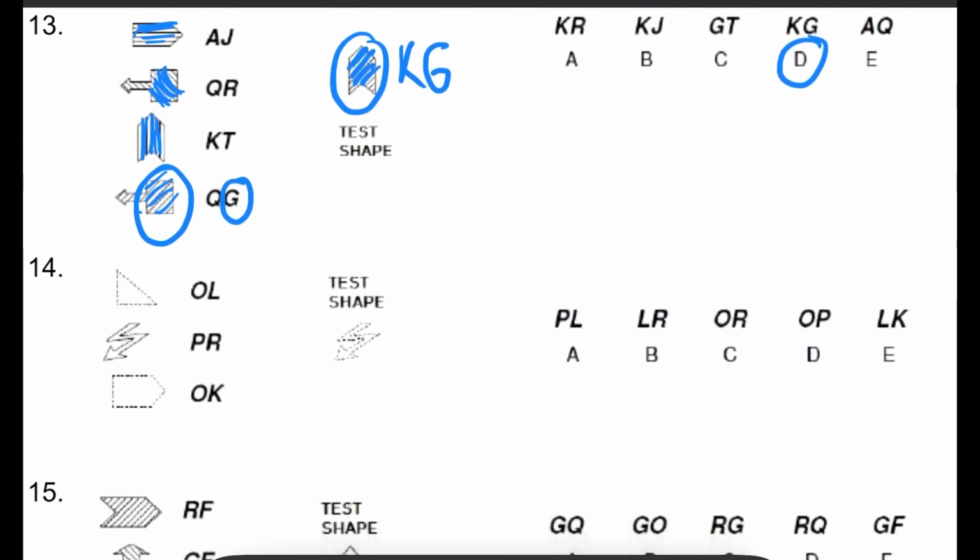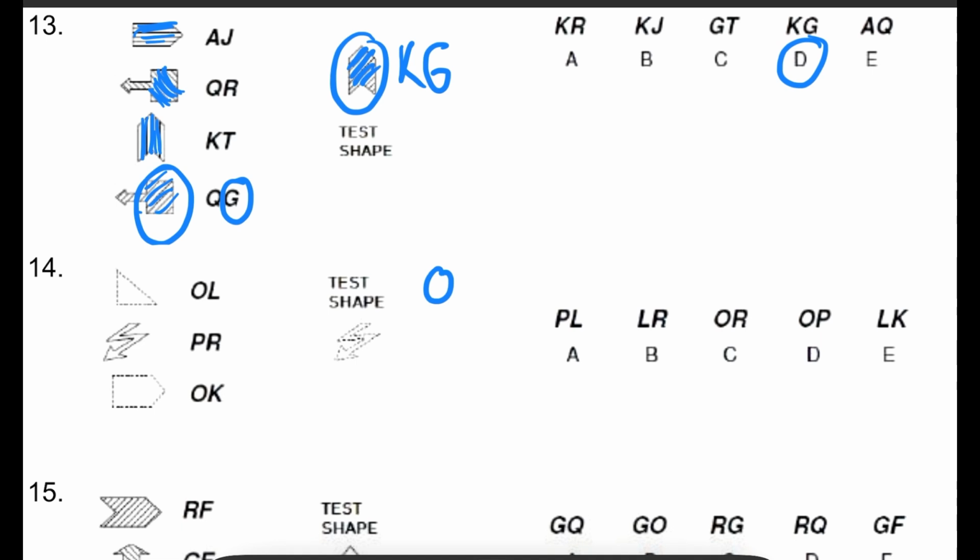So in this one, these two both have an O as the first letter, and they both have a dotted outline of the shape. The test shape also has a dotted outline, so the first letter will be an O. Then on to the second letter.